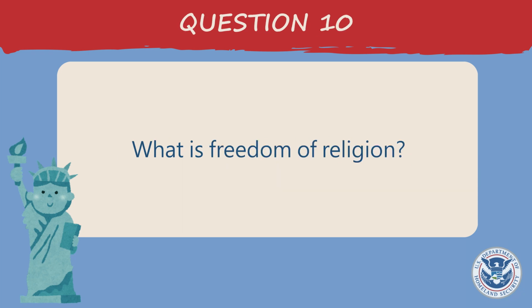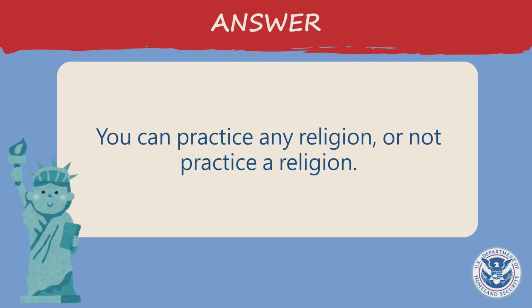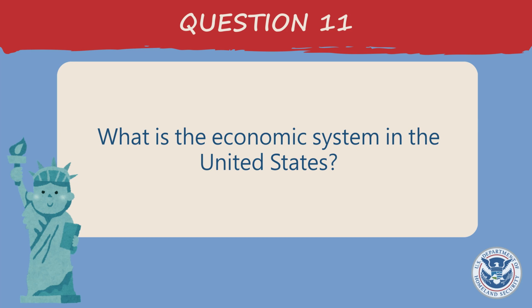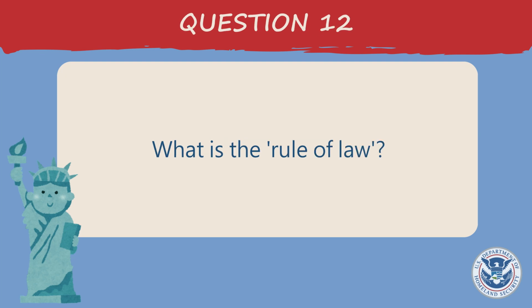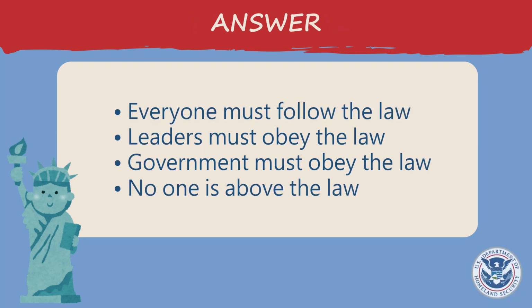What is freedom of religion? You can practice any religion or not practice a religion. What is the economic system in the United States? Capitalist economy, market economy. What is the rule of law? Everyone must follow the law. Leaders must obey the law. Government must obey the law. No one is above the law.